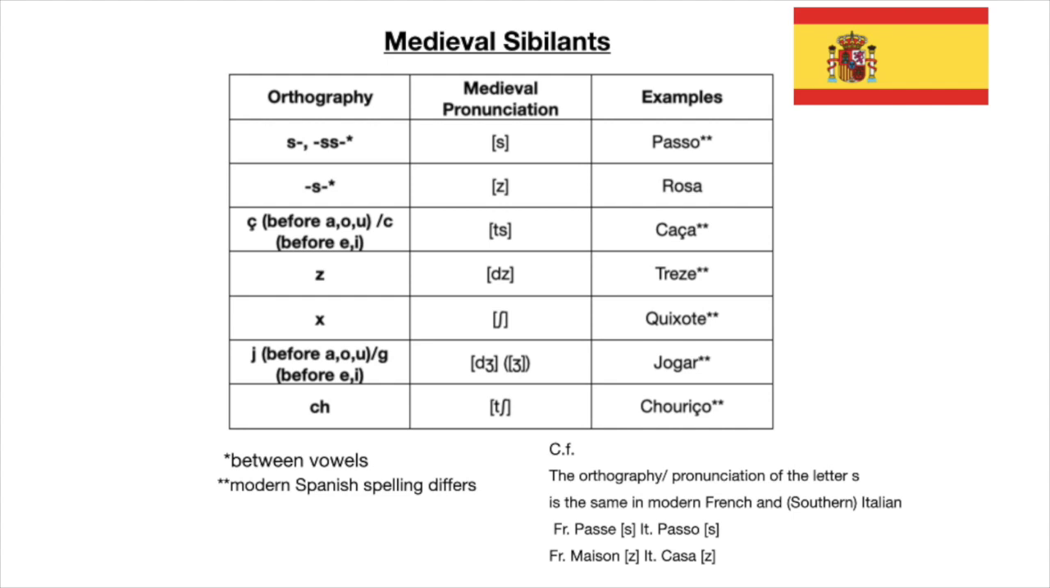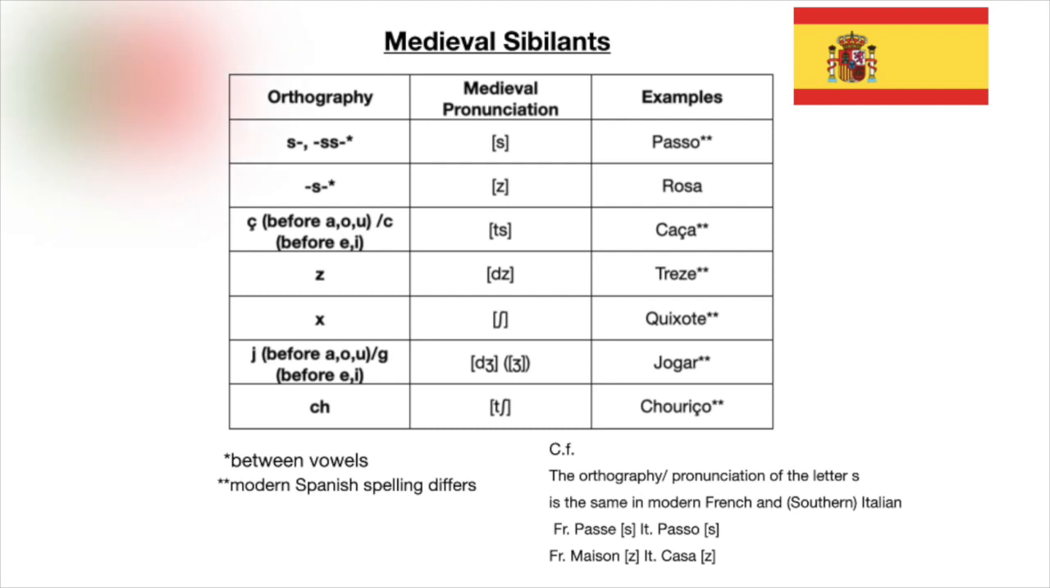That s sound is spelled either with an s at the beginning of a syllable or a double s between two vowels. A singular s between two vowels is pronounced as a z. And we can see that convention occurring in French as well, where a double s between two vowels is pronounced as s, and a singular s is pronounced as z, right? If I have a word like chasser, and then a word like maison, that's two s's and one s, and they're pronounced as s and z.